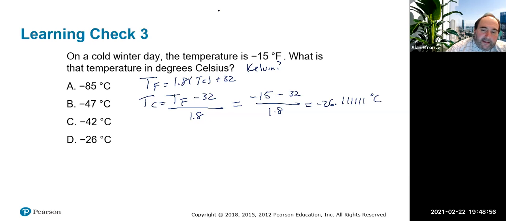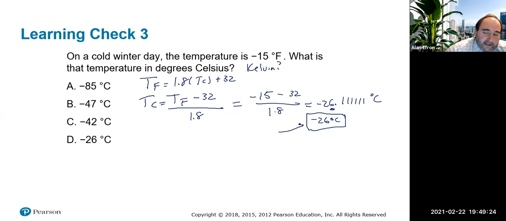Again, based off of our original number being a whole number of minus 15, we would want to take this to the whole number, and that would give us minus 26 degrees Celsius. So again, specifically for temperature, generally we make the answer look like the original number.